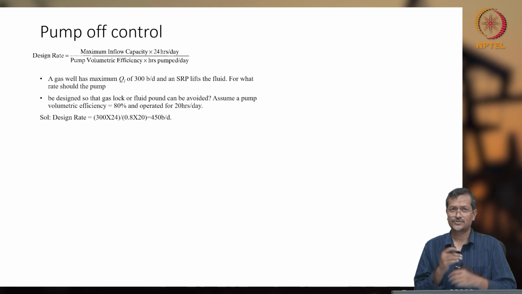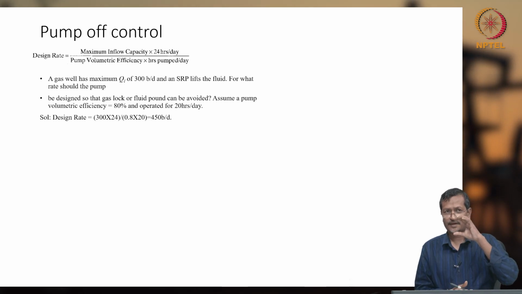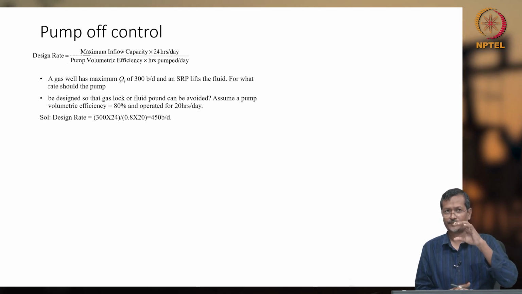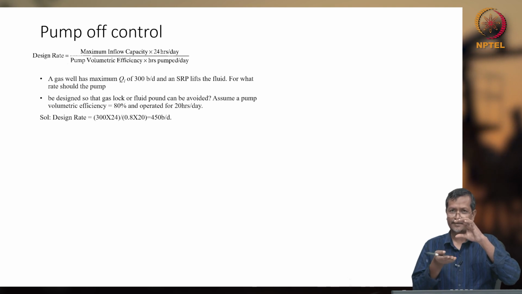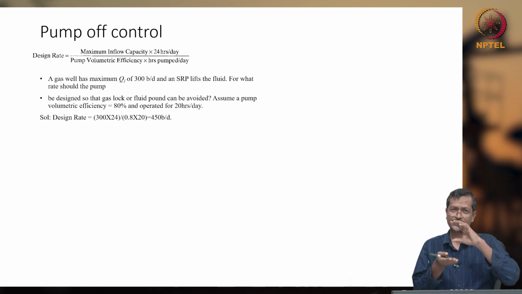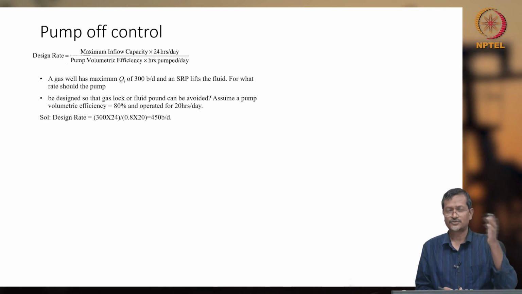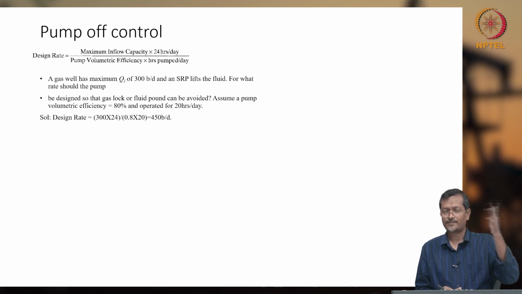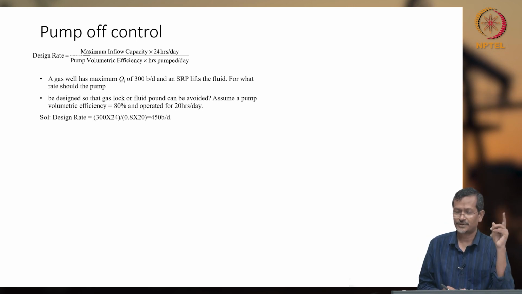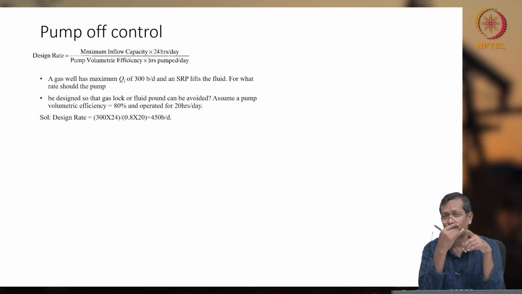Pump off control means there is no fillage of your cavity or cylinder. Because a low amount of liquid is coming, that's why it is filling with gas. So if it is filling with gas, it will be a multiple problem. So what you do, you switch off the pump for a certain time, one option. The second option is that you reduce the pumping rate.